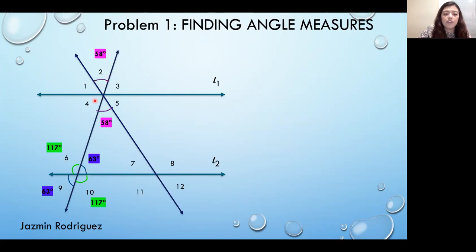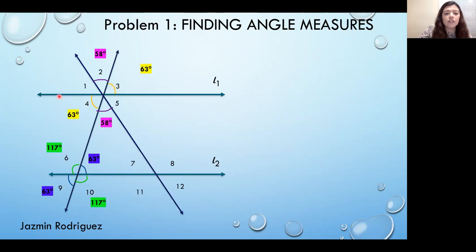Let's move on to angle 4. Angle 4 is corresponding to angle 9. What do we know about corresponding angles? That is that they are the same. Therefore, angle 4 is also going to be 63 degrees. Now, we see that angle 3 is opposite to angle 4. What are opposite angles? They are equal. Therefore, our angle 3 must be 63 degrees.